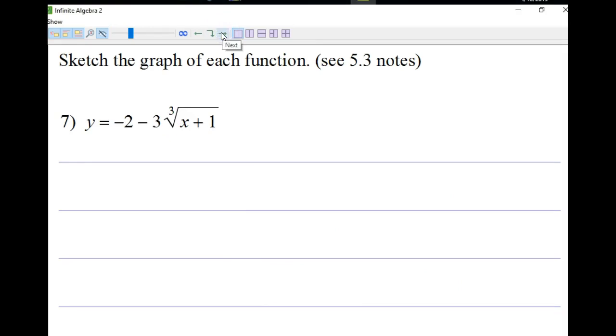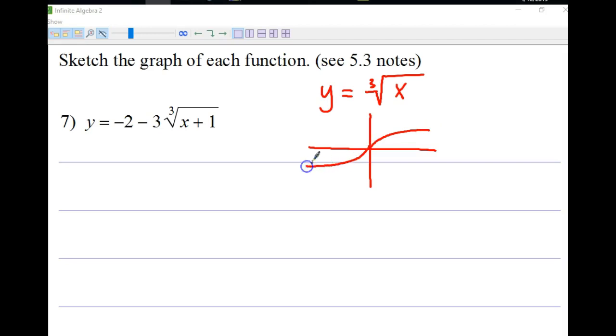Let's go ahead and take a look at cube roots. Cube roots are kind of the same. So cube roots, what they usually look like is the following. They look like this. That's what they normally look like. But once again, we have the same transformations to deal with here.